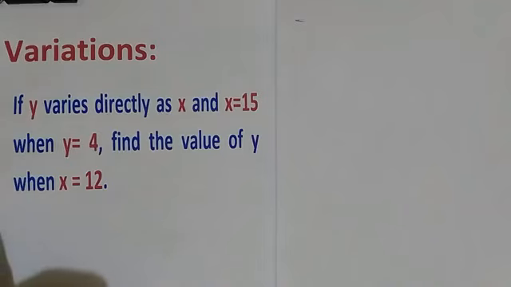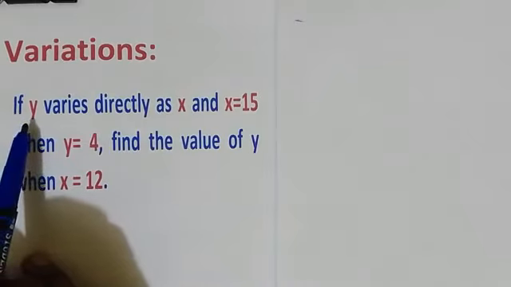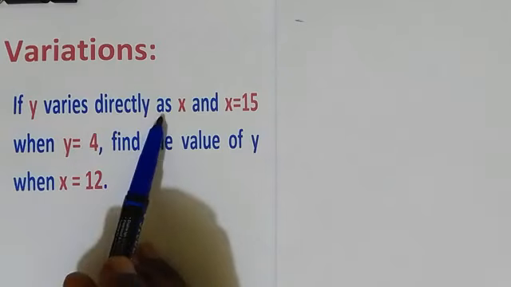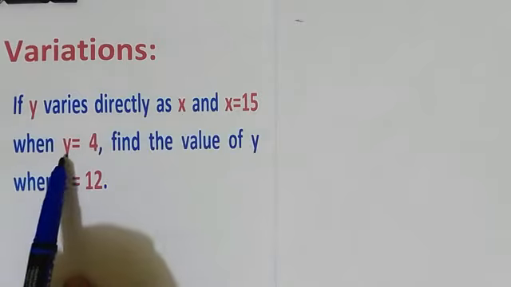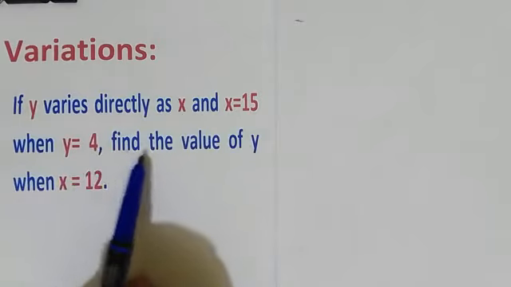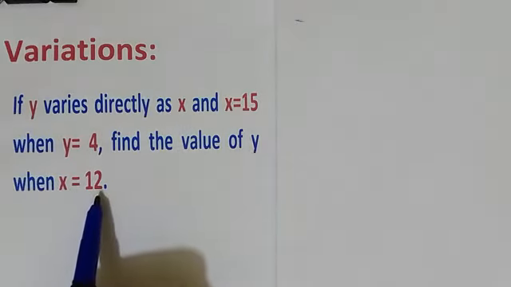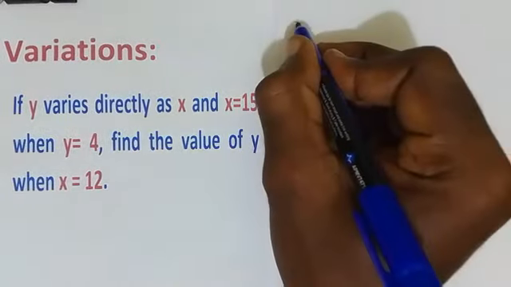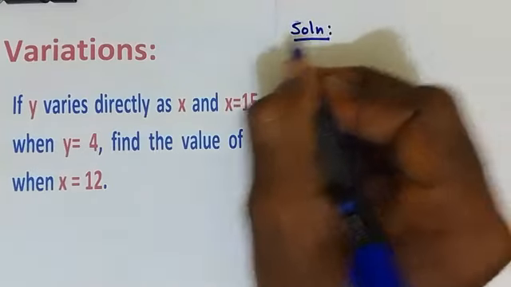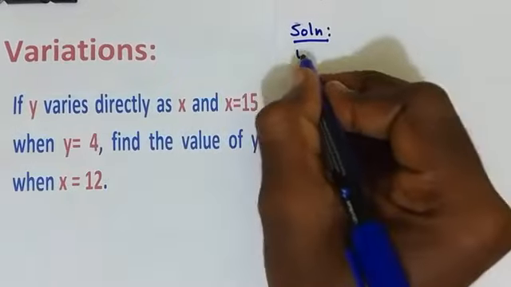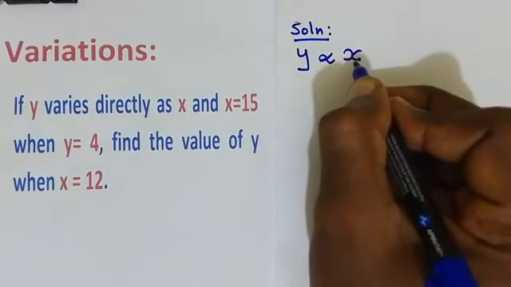Now let us see our question. It says, if y varies directly as x and x is equal to 15 when y is equal to 4, find the value of y when x is equal to 12. So let's do the solution. They say y varies directly as x.